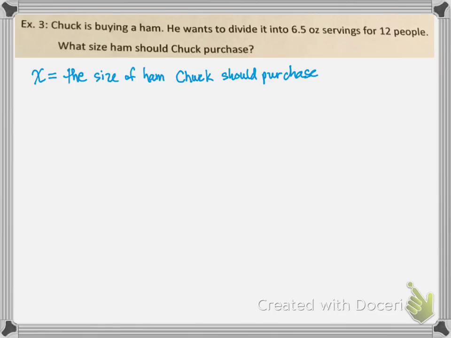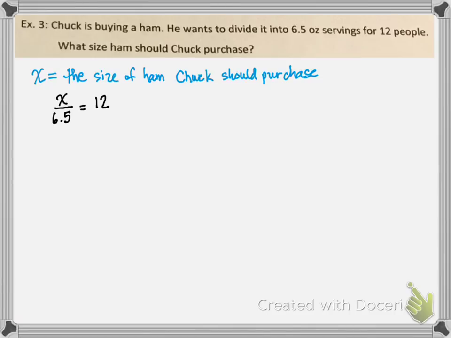Okay. So it says he wants to divide it. So guess what it is? The ham, right? So he wants to take the ham and divide it into 6.5 ounce servings. Now, I'm not going to put the labels there, okay? I'm only going to put the label into the answer. And then that's going to serve 12 people, okay?